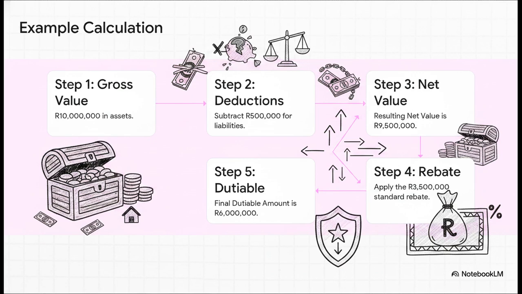Say someone passes away with 10 million Rand in assets. First, we take out 500,000 for things like debts and fees. That gets us to a net value of 9.5 million. Then we apply that standard R3.5 million rebate. And that leaves us with a final dutiable amount of 6 million Rand. That is the number that gets taxed.